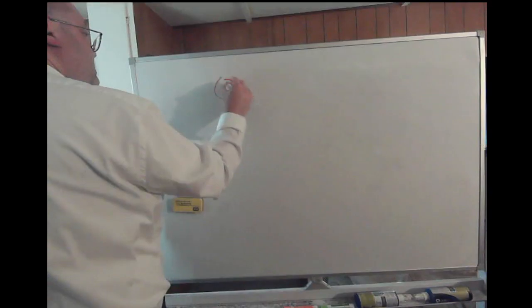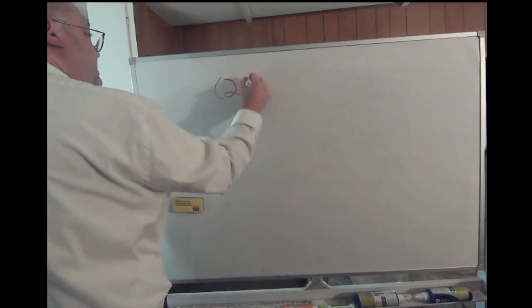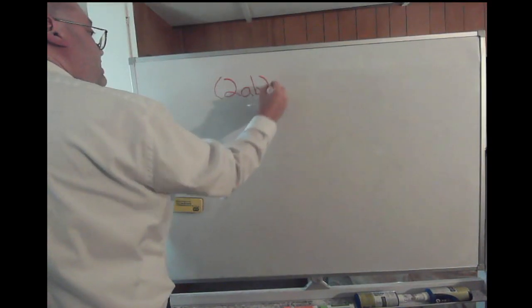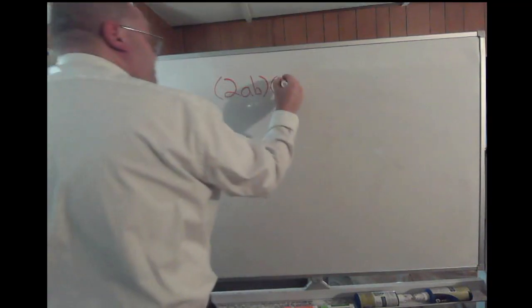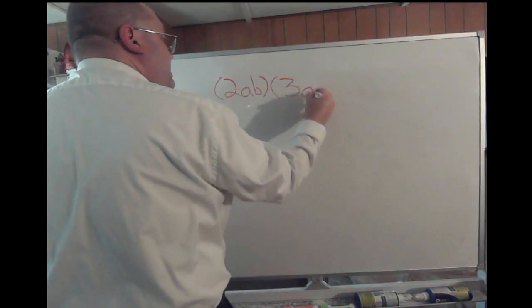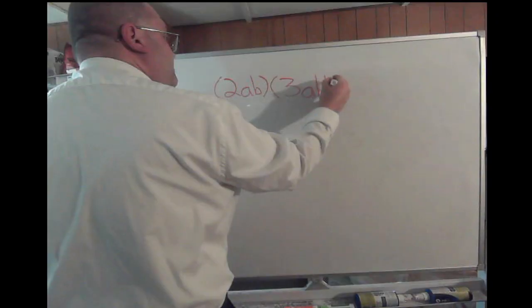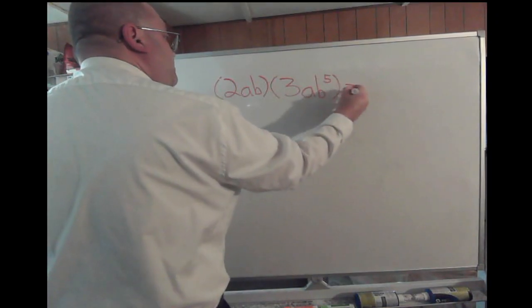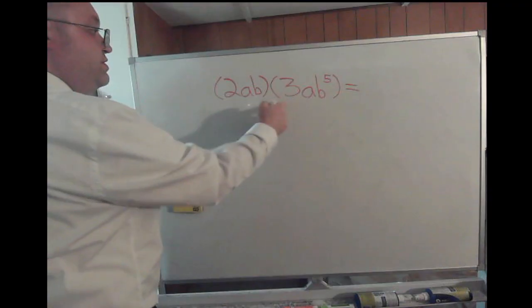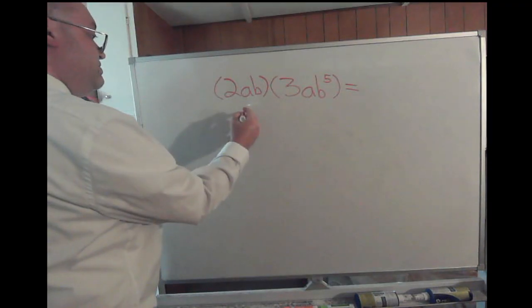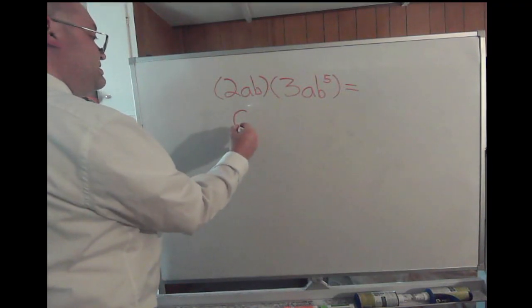Alright, let's see. Now we have 2ab, that quantity times 3ab to the fifth. Well, you still have your coefficients of 2 and 3. You're going to multiply those. So 2 times 3 is 6.